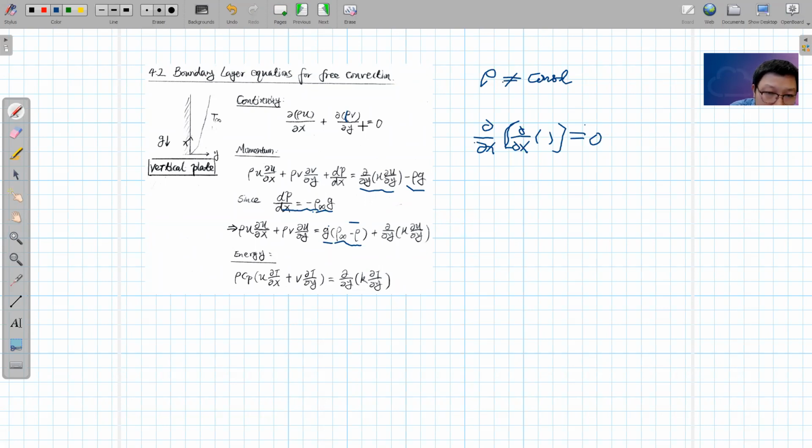So we have three equations: continuity, momentum, energy. And we do not know rho, we do not know u, we do not know v, and we do not know the temperature T. So this is what we need to solve. So definitely we have three equations and four unknowns, so we do not have enough information to solve the problem based on these equations.